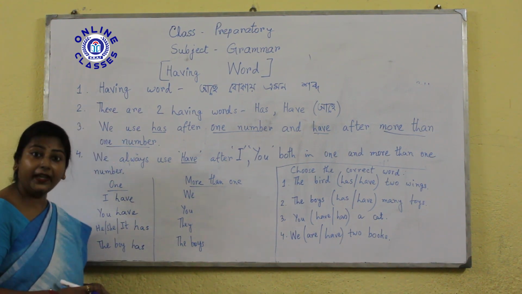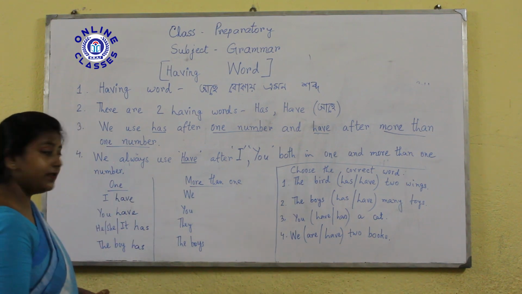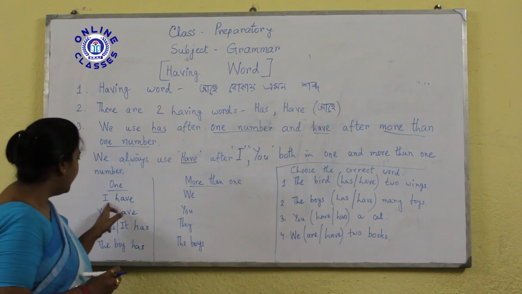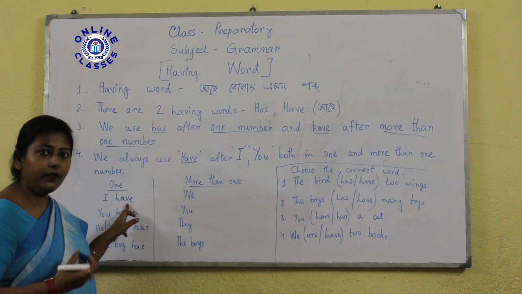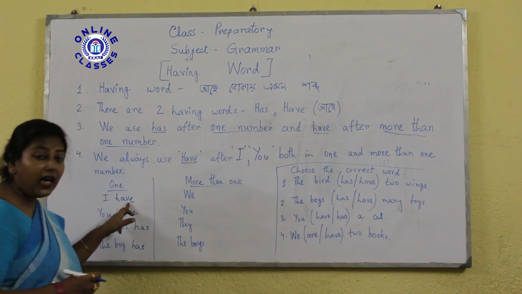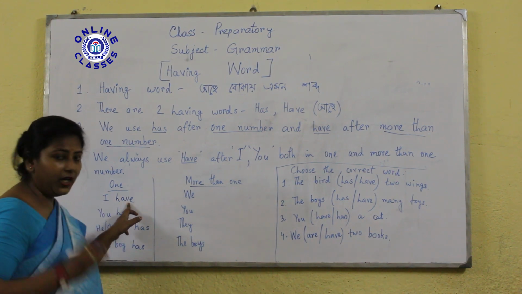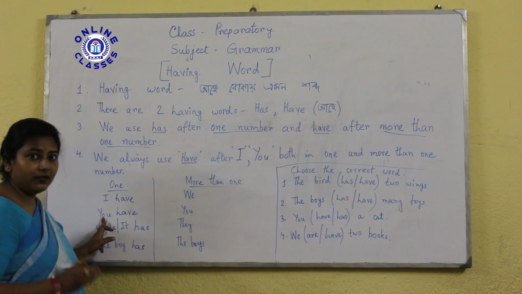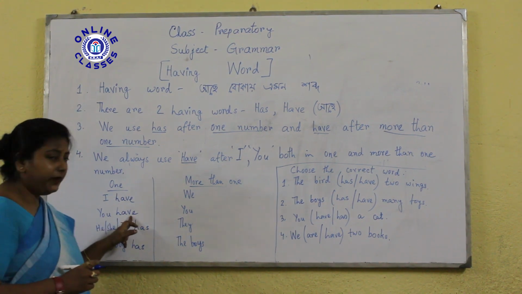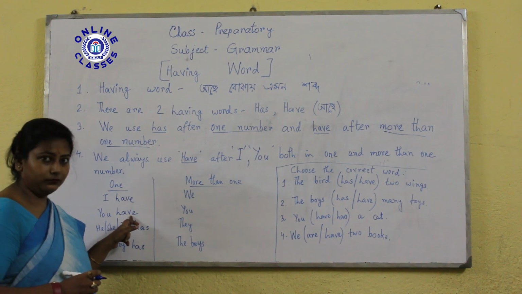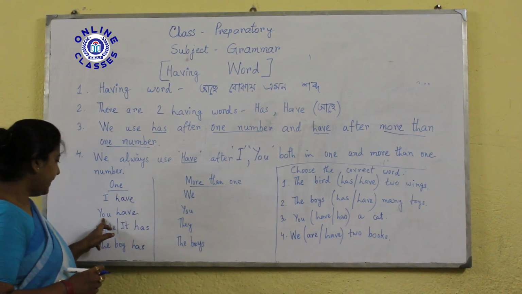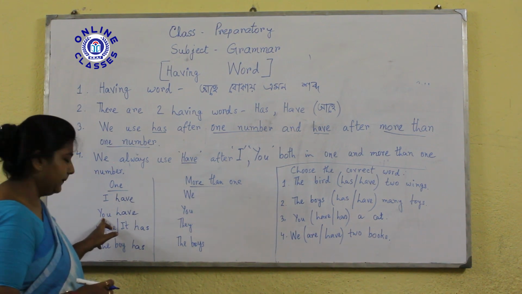Now the Bengali meaning of these words. I means ami. Have means আছে. তাহলে আমি আছে? No, this is incorrect. আমার আছে. I have means আমার আছে. You means তুমি in one number. So you have means তুমি আছে? No. আমরা তো এবার বলি না তুমি আছে. আমরা কি বলি? We say তোমার আছে.